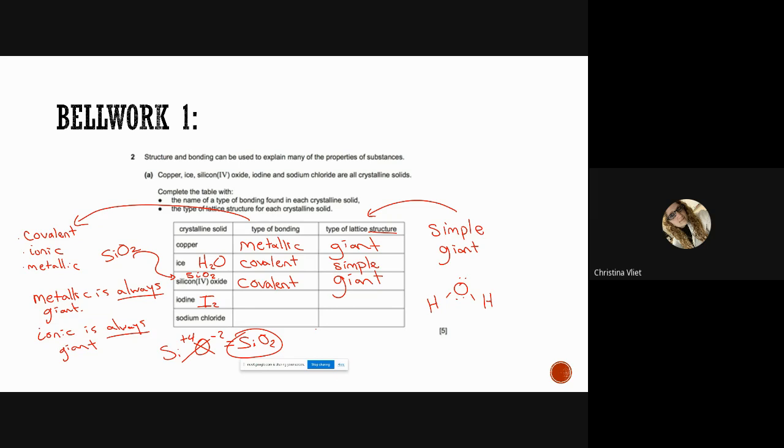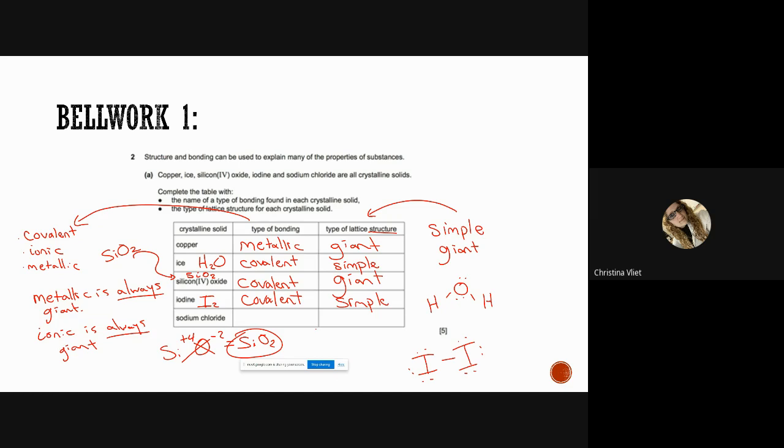What type of bonding for I2? Covalent. And lattice structure, because it is just an iodine and another iodine? Simple. It has a beginning and an end. It's literally 2 atoms. Simple. Yes.